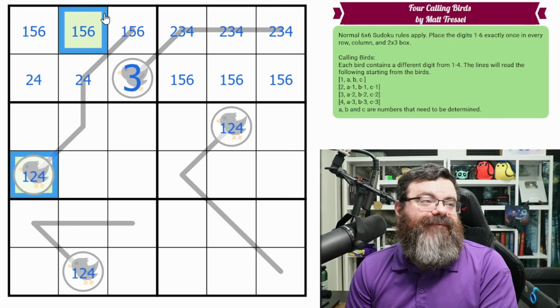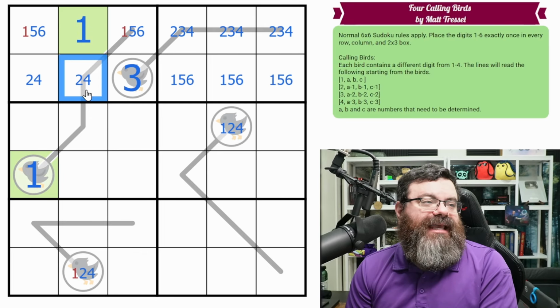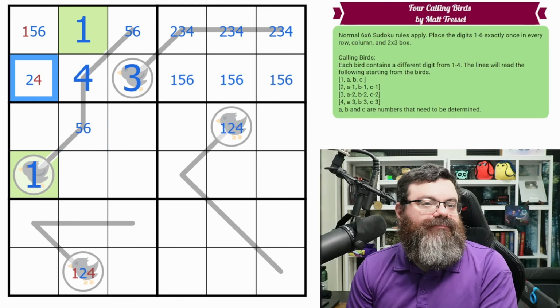Now, if we cross-reference, the only digit that both of these agree on is the 1. So this is our 1. And that means that this can't be a 2. Where this is from 4, 5, 6. So this has to be a 4. And then we're left with a 5, 6 pair here. It makes this the 2.